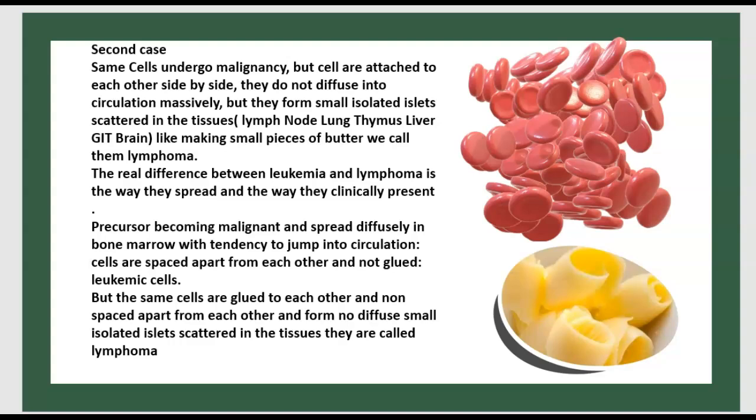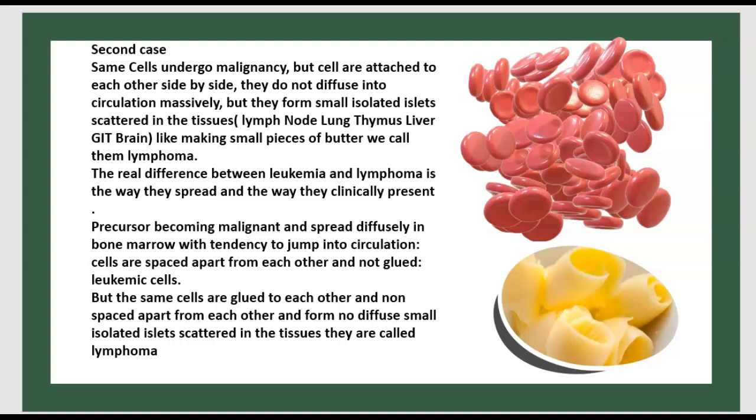Some cells undergo malignancy, but the cells are attached to each other side by side. They do not diffuse into circulation massively, but they form small isolated islets scattered in the tissue: lymph node, lung, thymus, liver, GIT, brain. Like making small pieces of butter, we call them lymphoma. The real difference between leukemia and lymphoma is the way they spread and the way they clinically present.